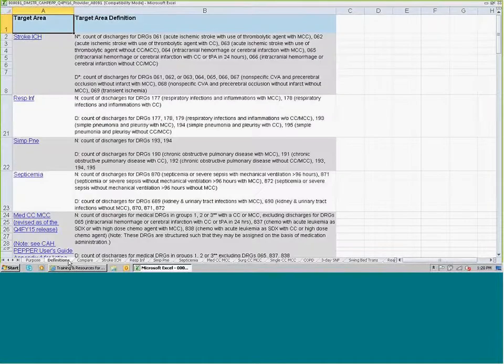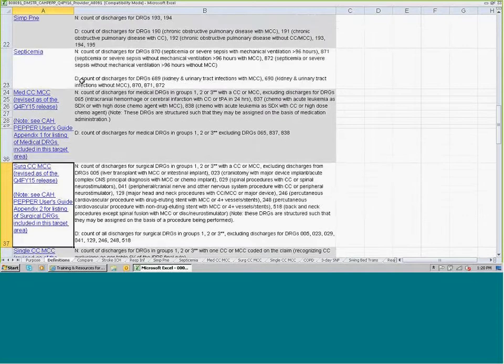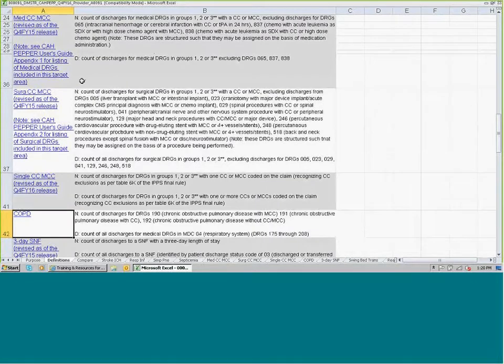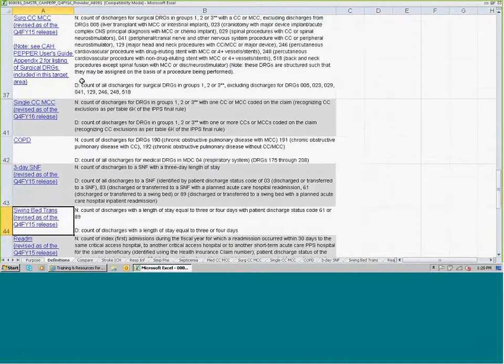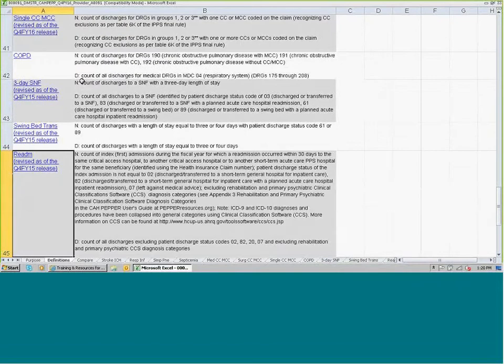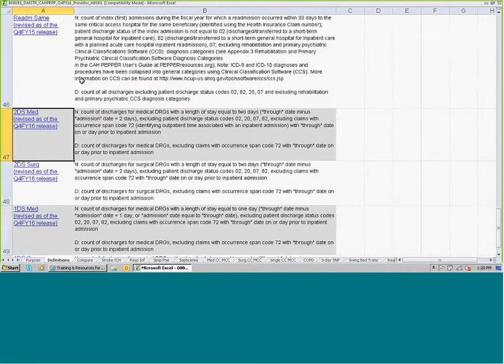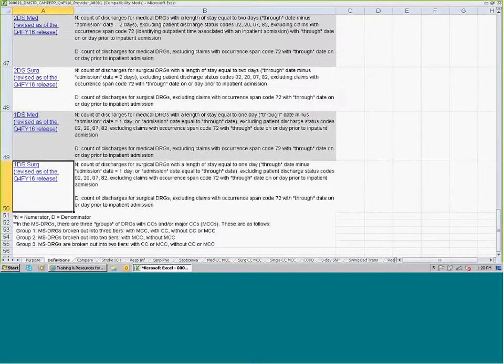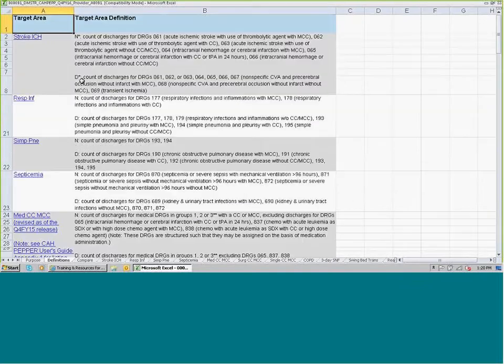Moving on, we can see on the definitions tab here we have included the numerator and denominator definitions for each of the target areas that are included in the PEPR. This might be helpful if you're looking at your target area statistics and you're trying to figure out, well, what does this numerator count represent? What does the denominator count represent? You can come to the definitions worksheet and see exactly what makes up that numerator.